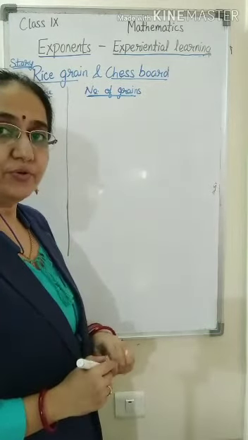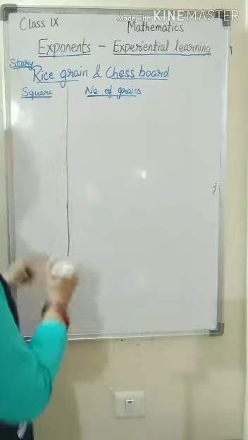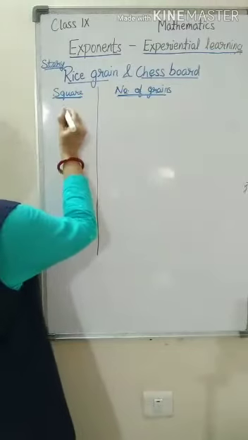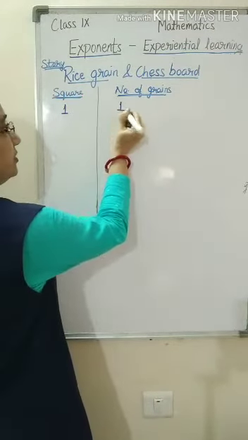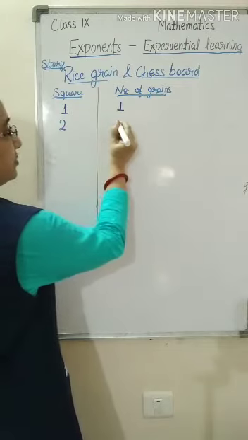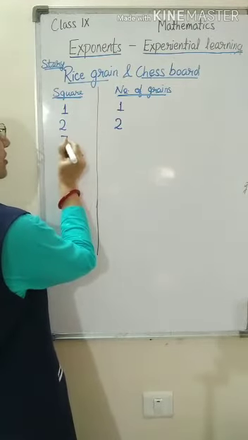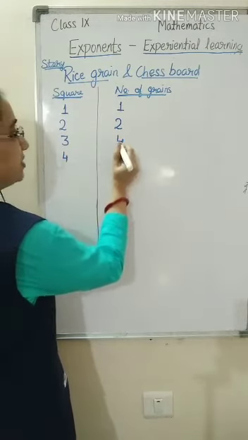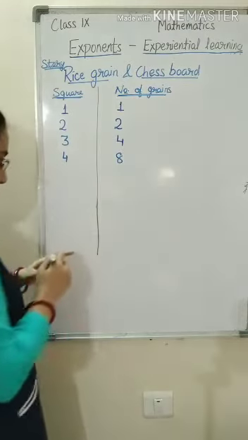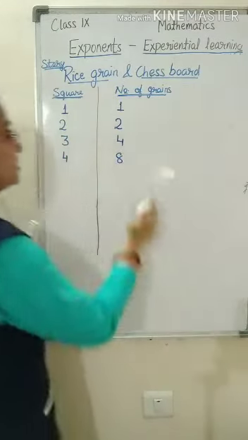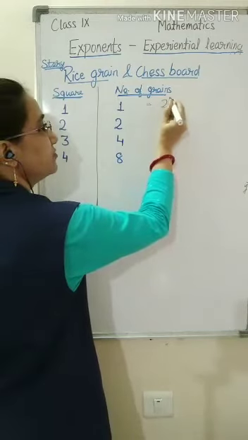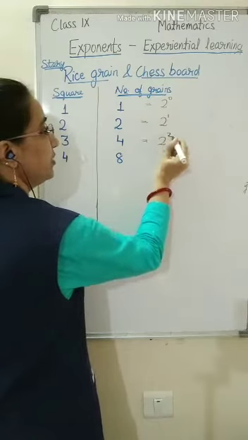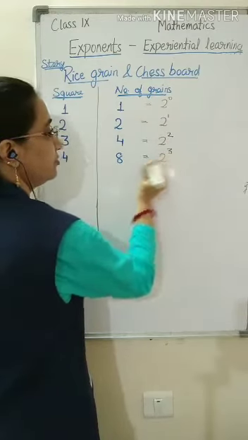So now what we are going to do is use the mathematical method. We'll write it again. What he said was, on the first square he placed 1 grain. On the second, he placed 1 plus 1, that was 2. On the third square, he placed 2 and 2, that was 4. And on the fourth square, he placed 4 plus 4, that was 8. Now, if we try to understand this mathematically, this is 2 to the power of 0, this is 2 to the power of 1, this one is 2 to the power of 2, and this is 2 to the power of 3.